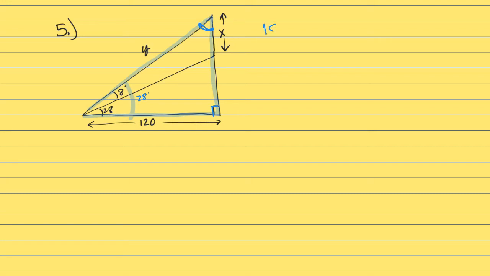So the sum of angles is 180. So we just subtract out what we have, and that is 62. Okay, and then the other triangle I'm going to work with is going to be this smaller triangle. Okay, and there's a little missing angle in here as well. So this one I can find.